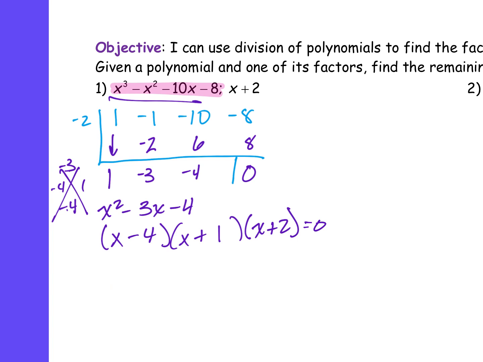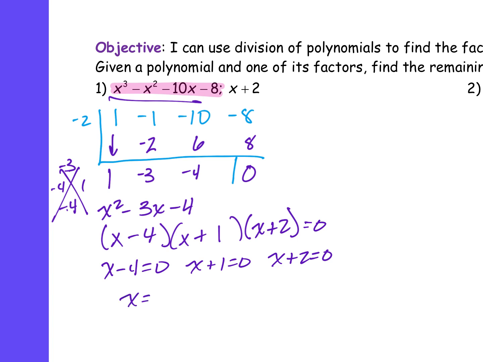Okay, let me ask you this. I have 3 things multiplied together that equal 0. What does one of those things have to be? Oh, 0. So either x minus 4 has to equal 0, or x plus 1 has to equal 0, or x plus 2 has to equal 0, correct? Yeah. So now can you tell me what x equals?